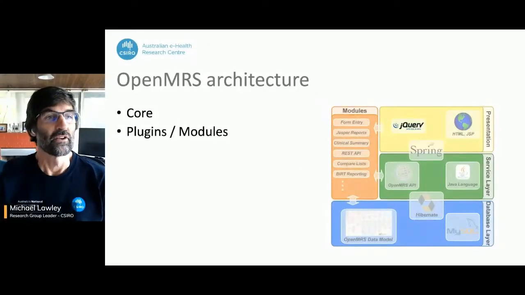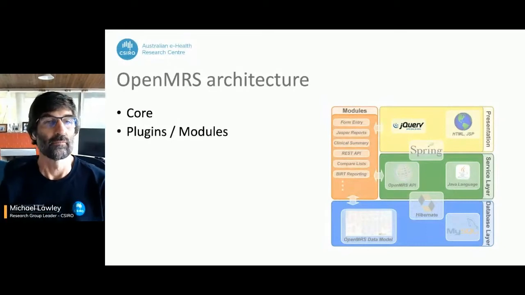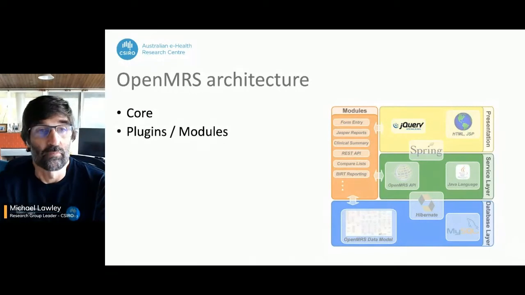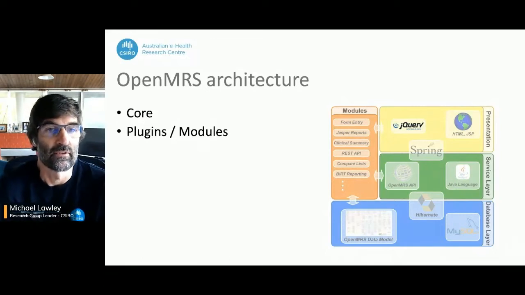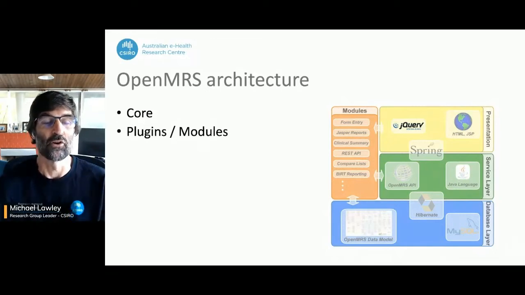So OpenMRS is built around a core platform and then a set of plugins or modules. Now, because of this, and also because of the age of the architecture and the systems, as I said, began in 2004, there are a lot of modules and they overlap quite substantially in places in terms of capability, and they use a variety of different stacks, especially at the user interface end, from ancient Java UI things all the way through to more modern HTML.